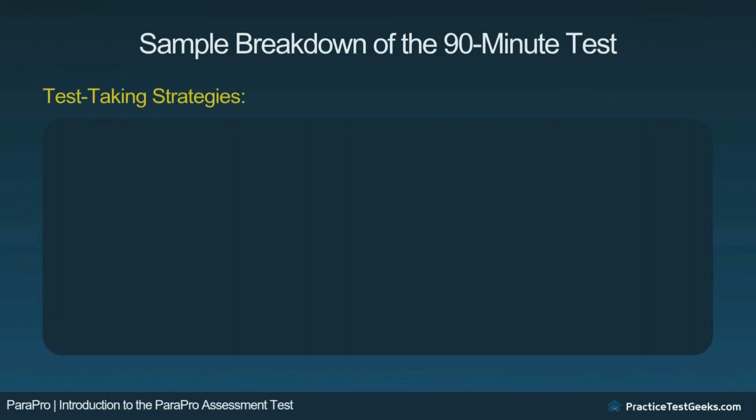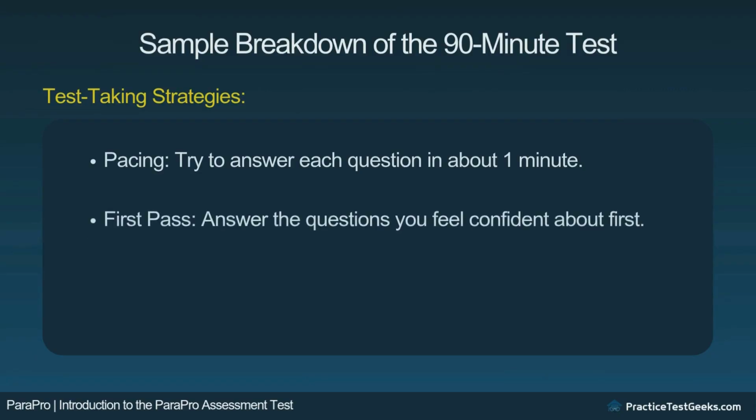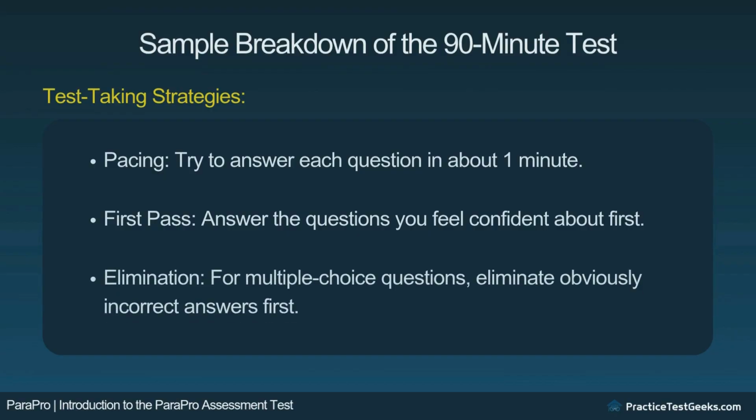Test-taking strategies. 1. Pacing. Try to answer each question in about 1 minute. If you are unsure about a question, mark it and move on, returning to it later. 2. First pass. Answer the questions you feel confident about first. Use the remaining time to revisit the harder questions. 3. Elimination. For multiple-choice questions, eliminate obviously incorrect answers first to increase your chances of selecting the correct answer.